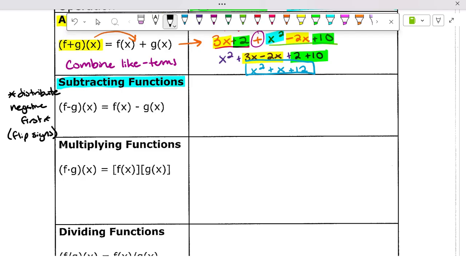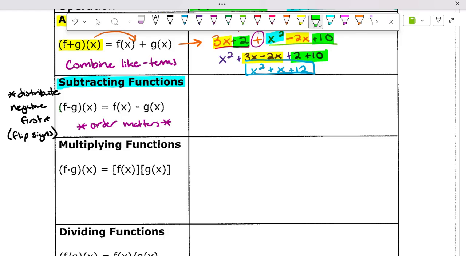Now, another thing to note is that when it comes to subtracting, order matters. Adding, it doesn't matter what order you put them in. So I could have put g of x before f of x from the previous problem first, and I would have gotten the exact same thing. But with subtraction, order does matter. So if they put f of x first, when you rewrite it, you got to put f of x first. If they put g of x first, you got to put g of x first. All right, so whatever order they give you.